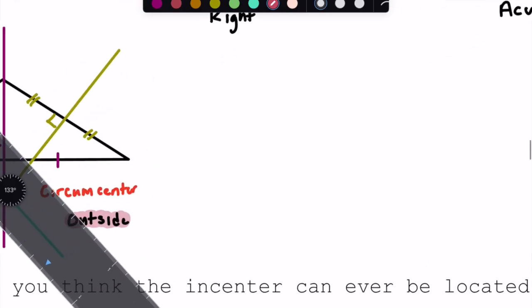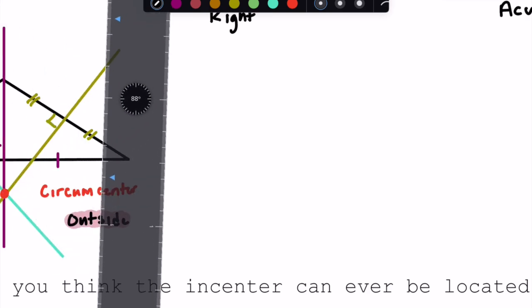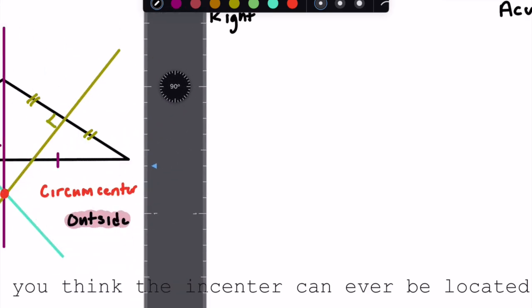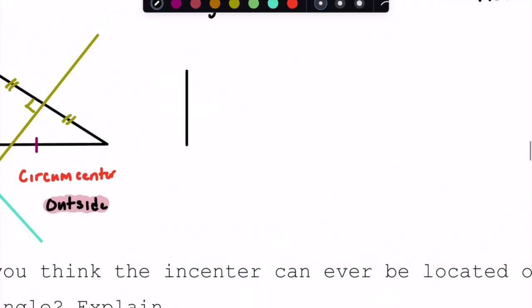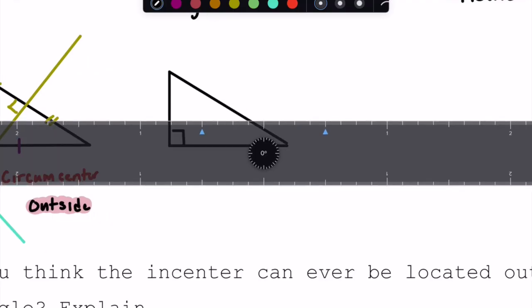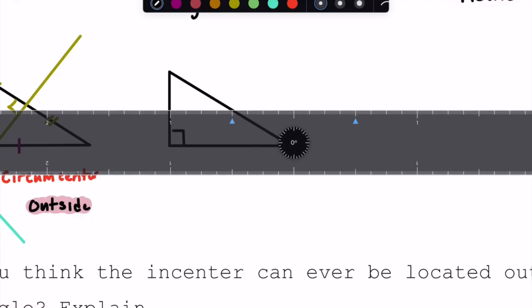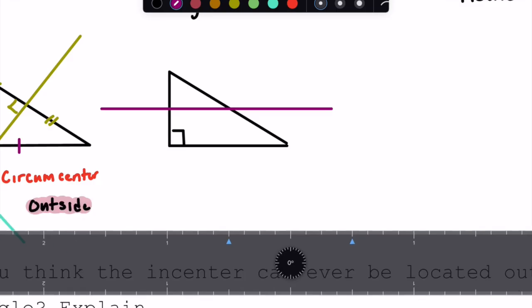Okay, so now let's look at this. So I'm going to draw a right triangle, so 90 degrees. So here we have our right triangle and it forms a 90-degree angle. So let's try to draw the circumcenter for this right triangle. So here's the first perpendicular bisector. These two lines are perpendicular, and this side is split into two equal halves.